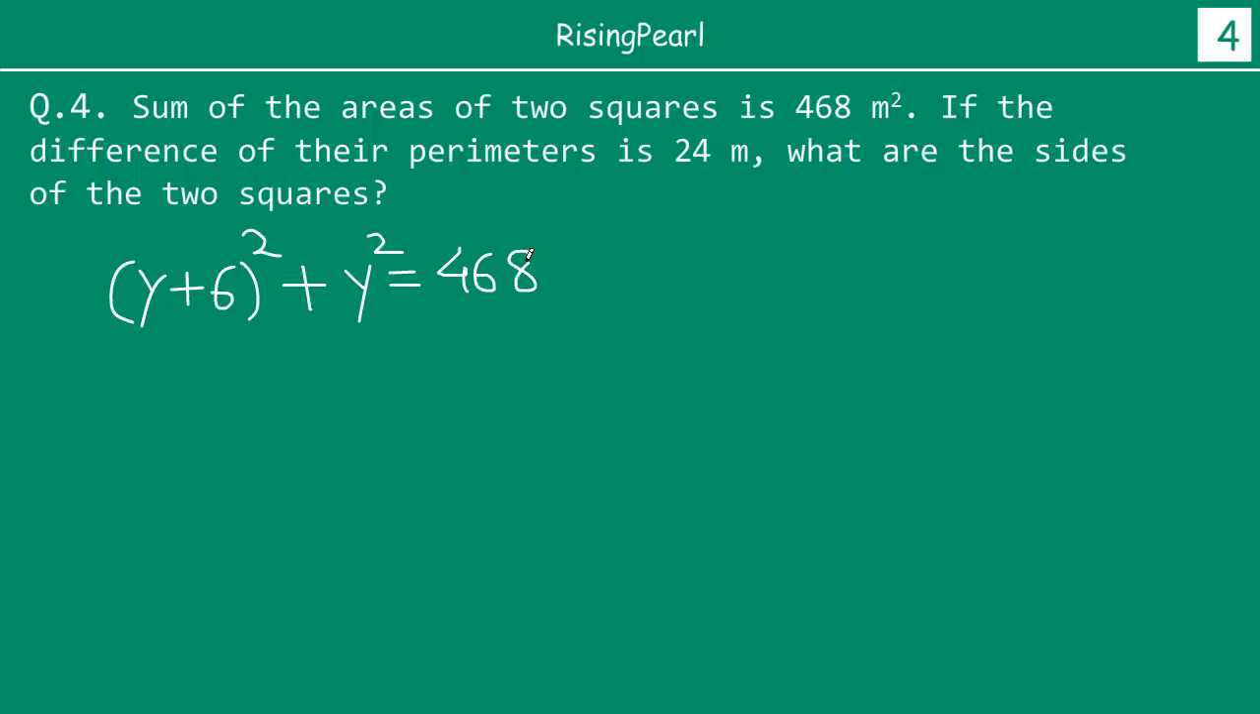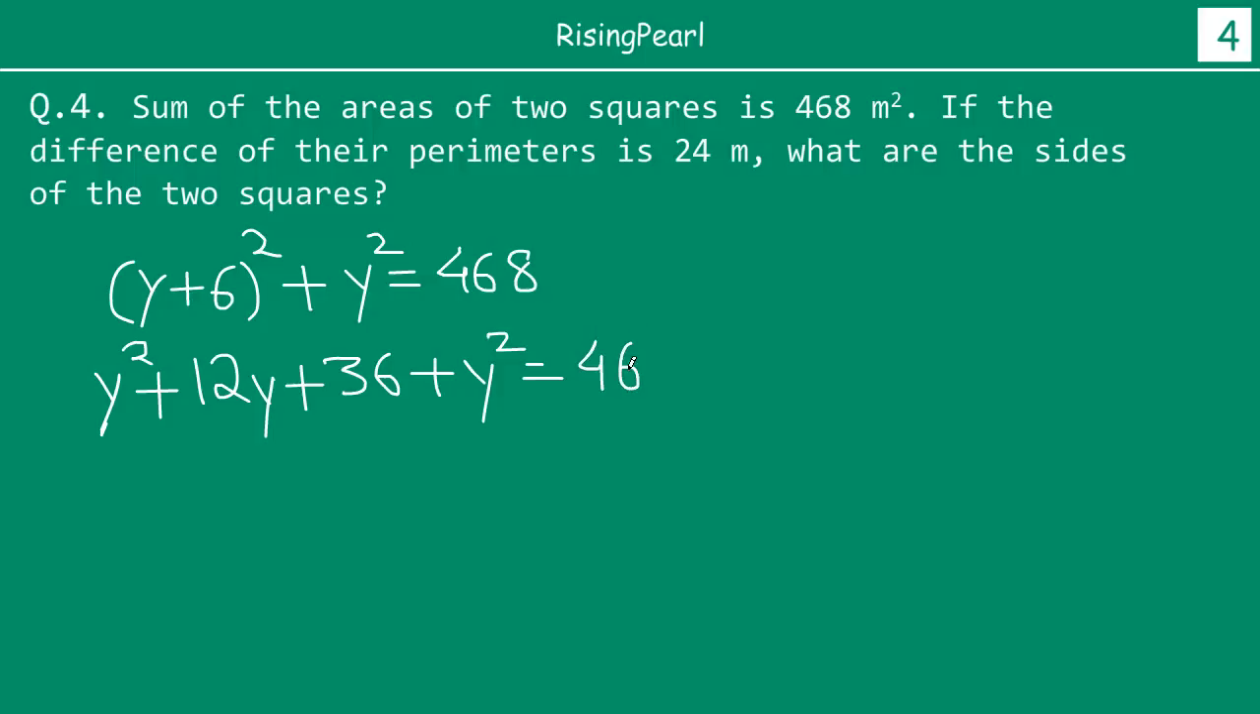468. If you expand this, you will get y square. This is simply (a plus b) whole square: y square plus 2ab, 2 times y times 6, which will be 12y, plus 6 square is 36, plus y square is equal to 468. So y square plus y square will be 2y square. It will be 2y square plus 12y plus 36.